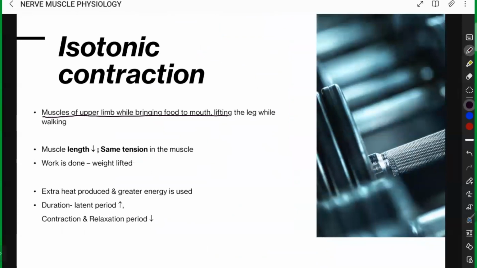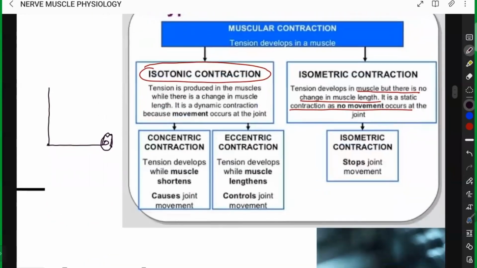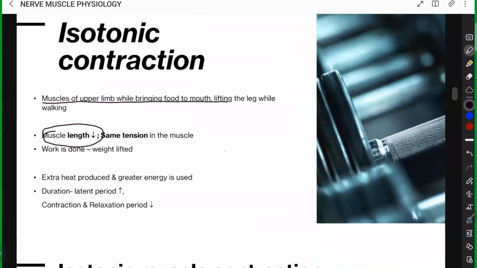Now, the muscle of the upper limb while bringing the weight toward the mouth by lifting, the muscle length is going to decrease. For example, I'll tell you where the muscle length decreases. You're going to hold a dumbbell, but now what happens? You're going to flex your arm, flex your elbow. While flexing, what happens here? You're going to have your biceps.